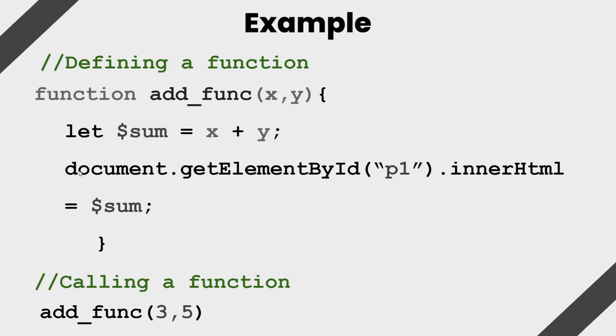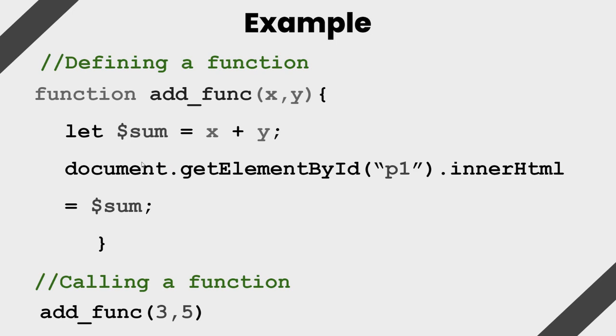So let's imagine we never had 3 and 5 here. If we never had 3 and 5 here and we run this particular code exactly like this, you would actually have an error. That's because x here will be a variable name, y here will be a variable name of no value. And so this $sum here will give you the value of undefined.